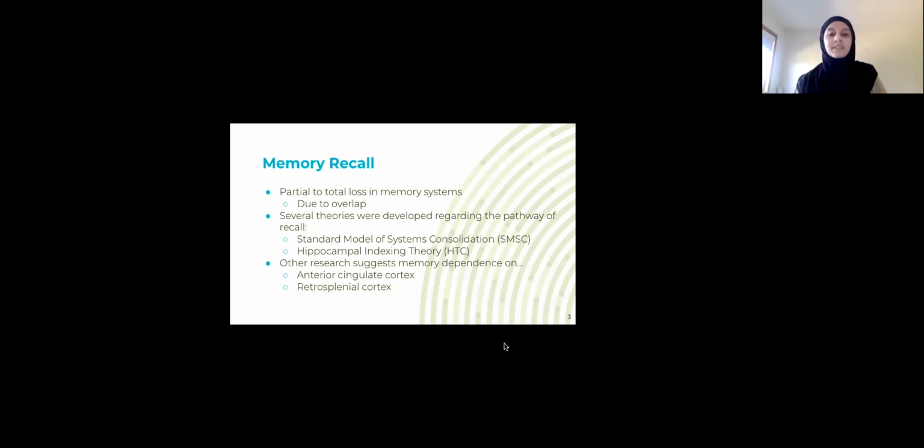So there were several theories developed regarding the pathway of recall. The first one, the standard model of systems consolidation, suggests the hippocampus plays a role in determining recall, usually by saving and then transporting a memory or by binding it to the extra hippocampal sites. The hippocampal indexing theory explains the role of the hippocampus in encoding and recovering memories. Furthermore, more recent research suggests memories are less dependent on the hippocampus and more so on the anterior cingulate cortex, or the ACC, and the retrosplenial cortex, or the RSC.